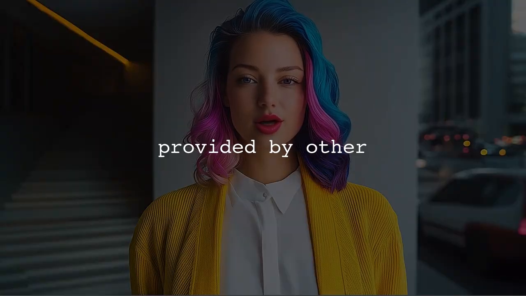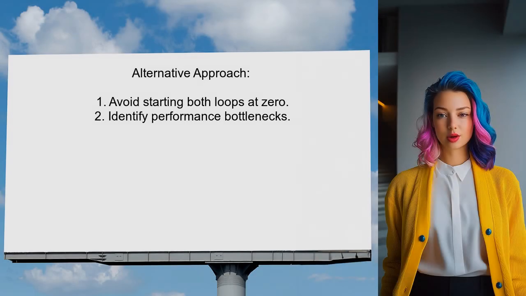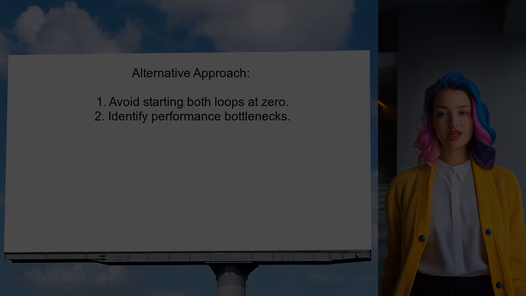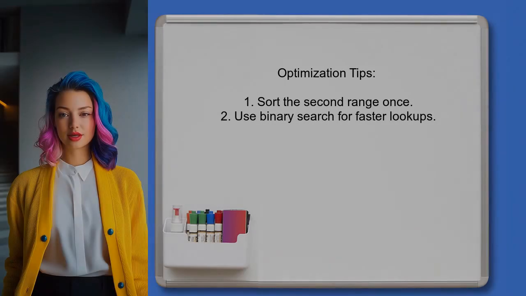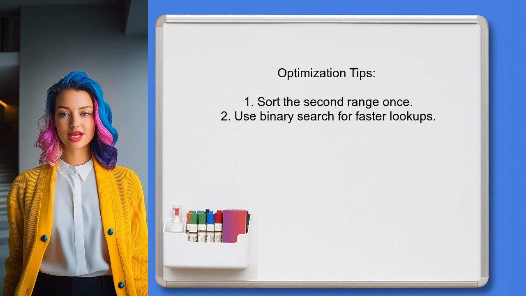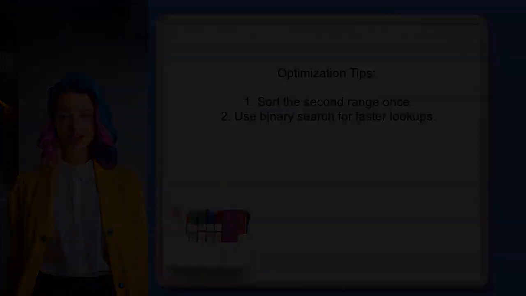Now, let's look at the answers provided by other users. An alternative approach to comparing spreadsheets suggests addressing performance bottlenecks in your script. The user points out that starting both loops at 0 each time can significantly slow down execution. They recommend sorting the second range once and using binary search for efficiency. This way, you can reduce the number of comparisons needed.